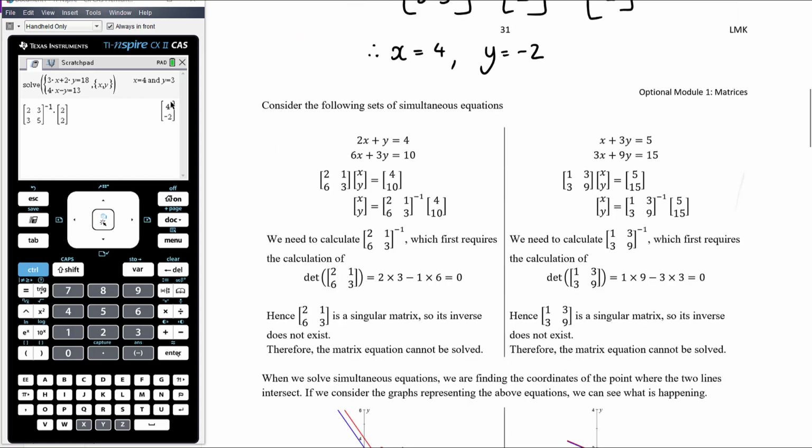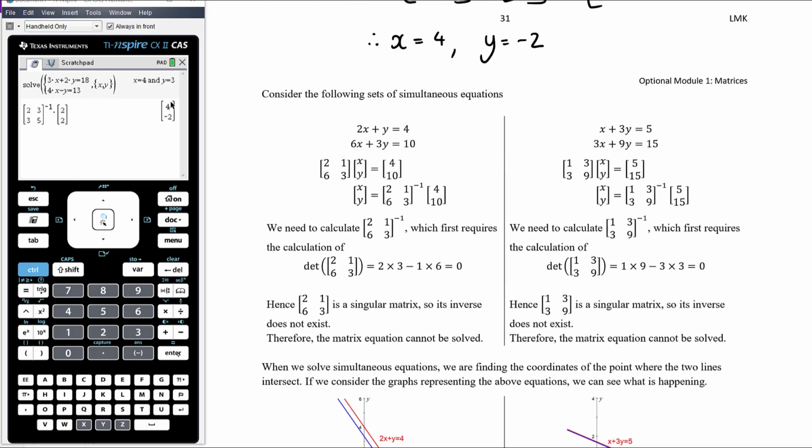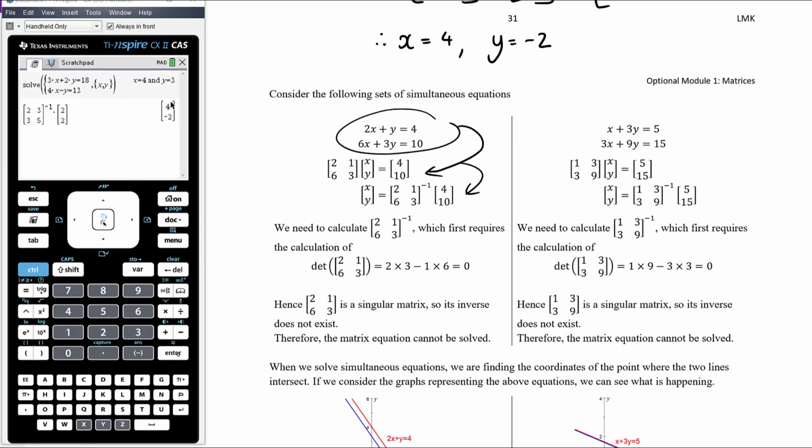Okay, consider the following sets of simultaneous equations. So this set here, we turn it into a matrix equation. It looks like that. We solve that matrix equation by pre-multiplying by the inverse of this, and so we would need to find the inverse of 2, 1, 6, 3. The problem is, in this particular set of simultaneous equations, when we try to find the inverse, we see that the determinant actually equals 0. And so that matrix of coefficients is actually a singular matrix, which means that we're not going to be able to solve this matrix equation, because we can't find the inverse.